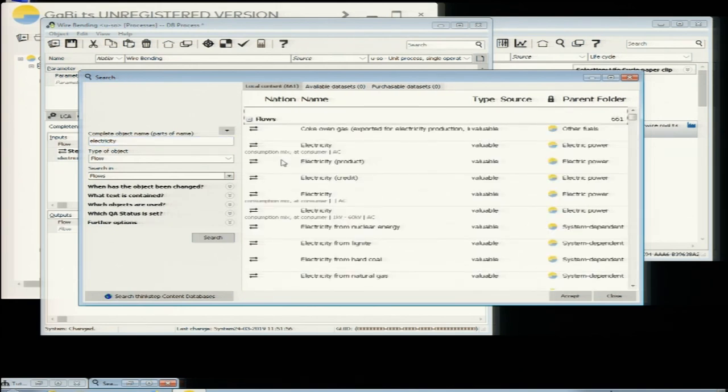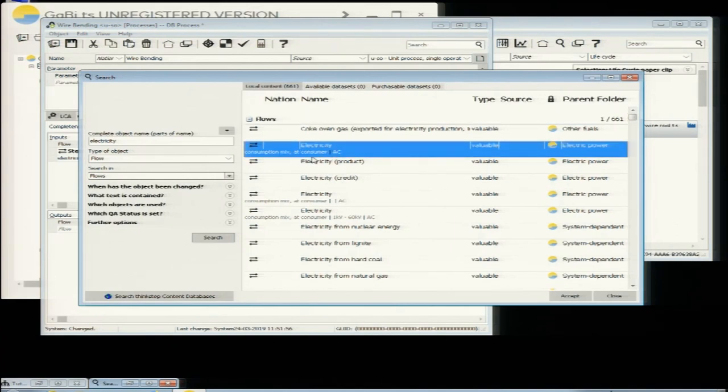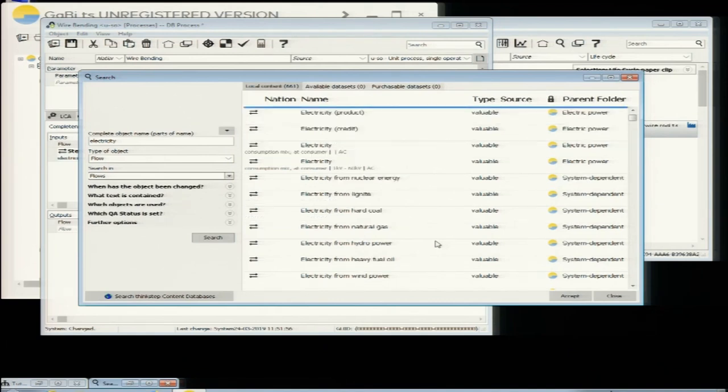So, it is showing electricity for product procured. I will put the parent electricity here, consumption mix at consumer. So, we can even have, for instance, if we know that the specific electricity that we are using is coming only from the thermal power plants, it can show here. We can pick electricity from hard coal, electricity from natural gas, from hydropower. So, hydropower would have less environmental impact in comparison to hard coal. This is obvious.